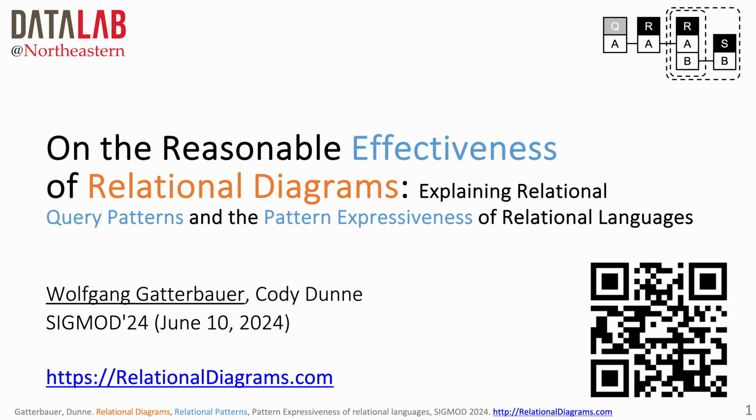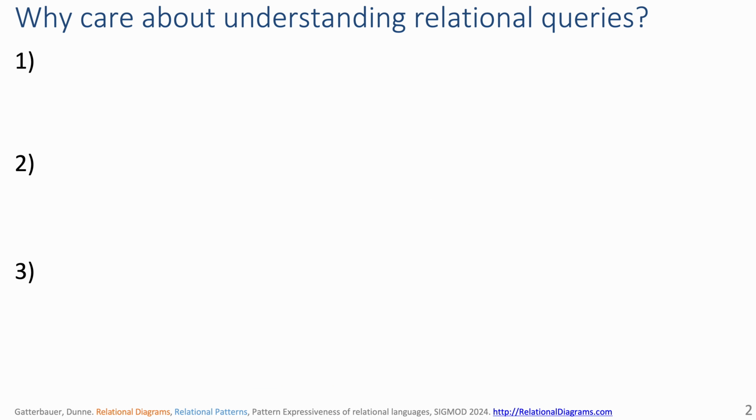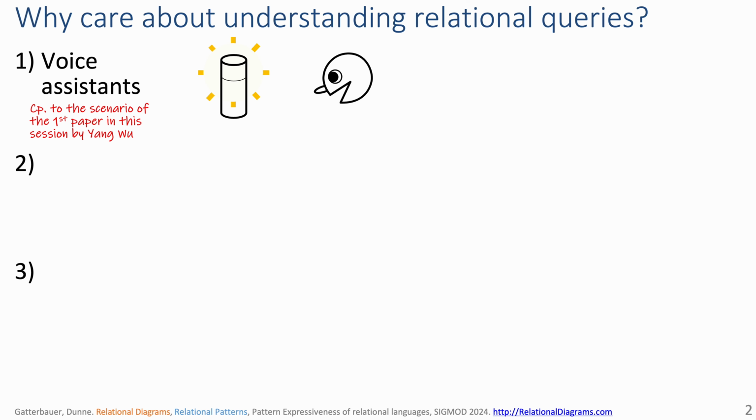Our main motivation with this work is to help humans understand relational queries faster. So why would we ever care about that? Let's look at 3 use cases. First case. Assume you're issuing a query to a voice assistant and you would like to verify that the voice assistant understood and interpreted your query correctly.